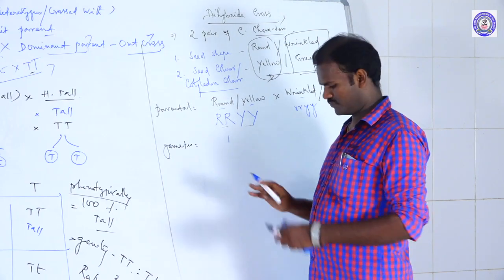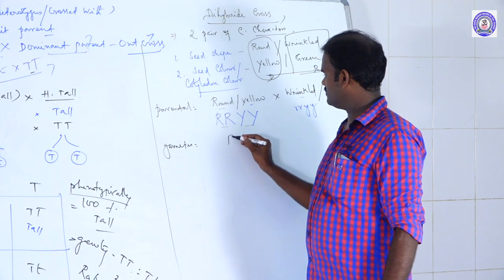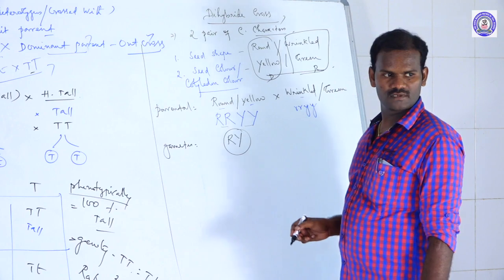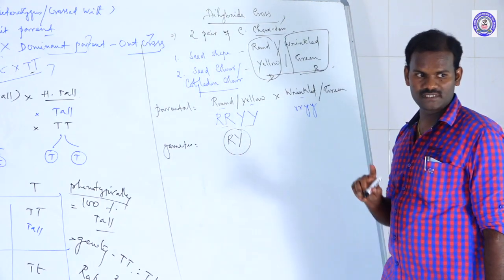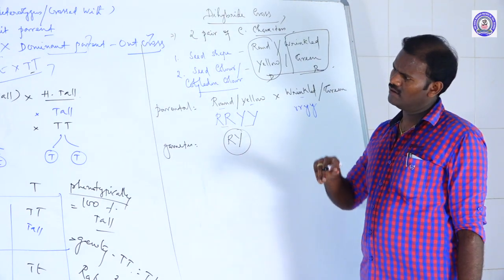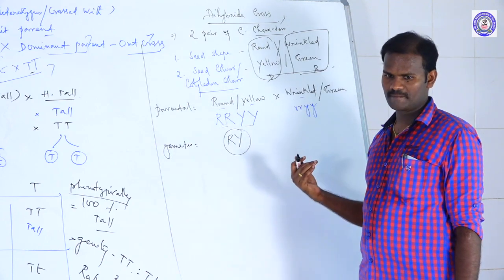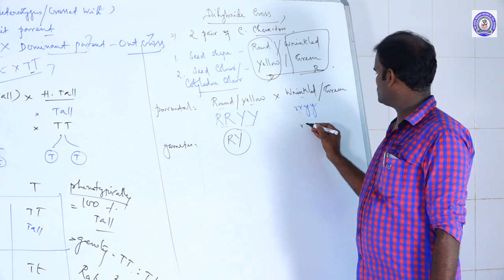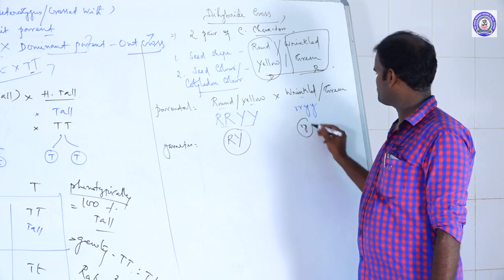Here capital R, here capital Y. These are the law of segregation. The law of segregation is explained in both monohybrid and dihybrid crosses. Next, here also homozygous, small r and small y.